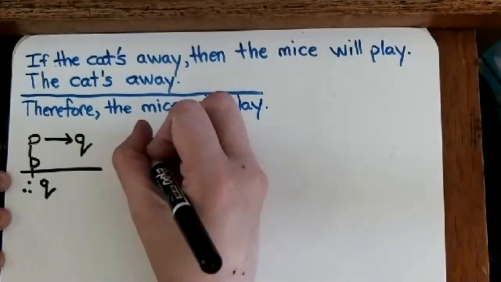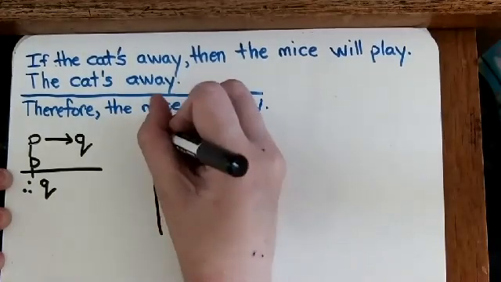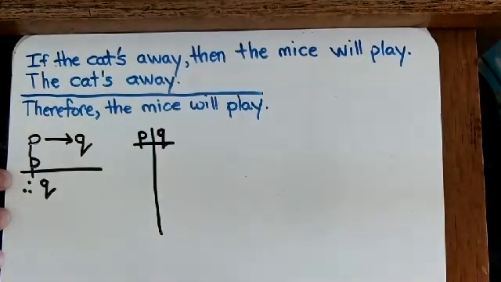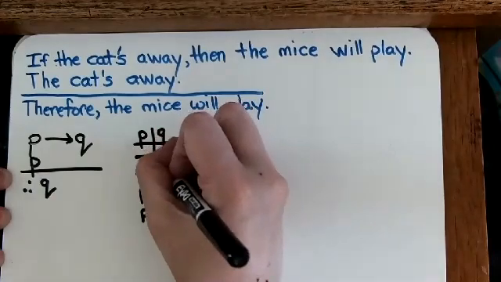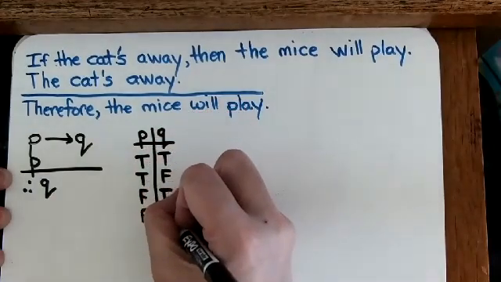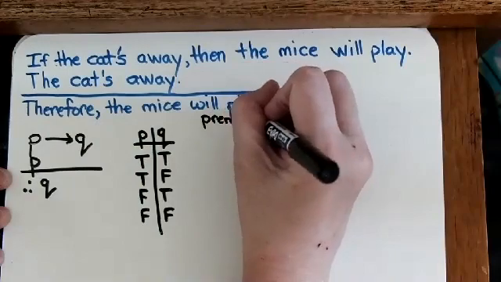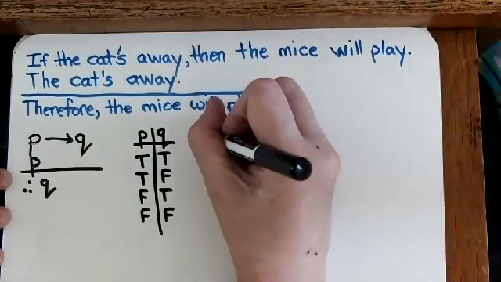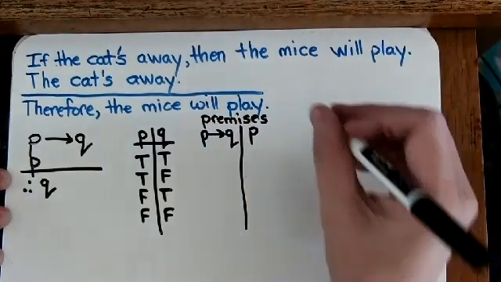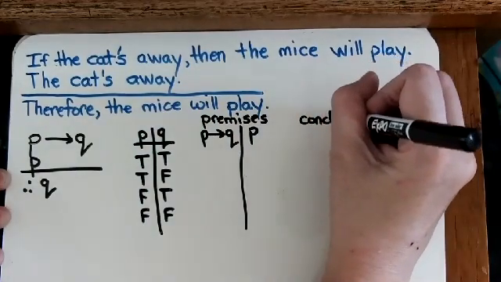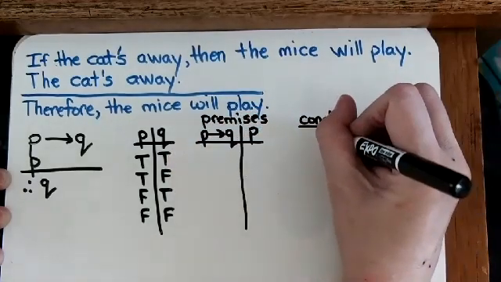Let's look at this argument in a truth table. We'll have our starting columns, TT, FF, TF, TF by convention. Then we'll have a couple of columns for our premises. Premise 1 being if P then Q. Premise 2 is P. And a column for our conclusion, which is Q.